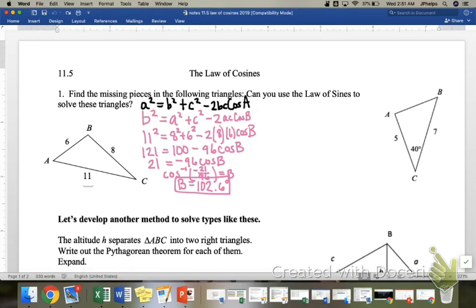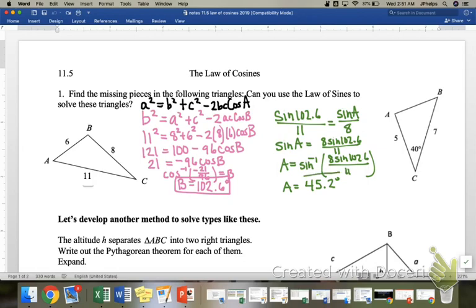From here, we can use the law of sines since we now have an angle and two of the sides. One of the sides is across from the angle. So we can set up the law of sines. Since we know angle B is 102.6, we've got sine of 102.6 over side B, which is 11, equals, and then I'm doing angle A, so that's sine of angle A over 8. Go ahead and cross multiply and solve for angle A.